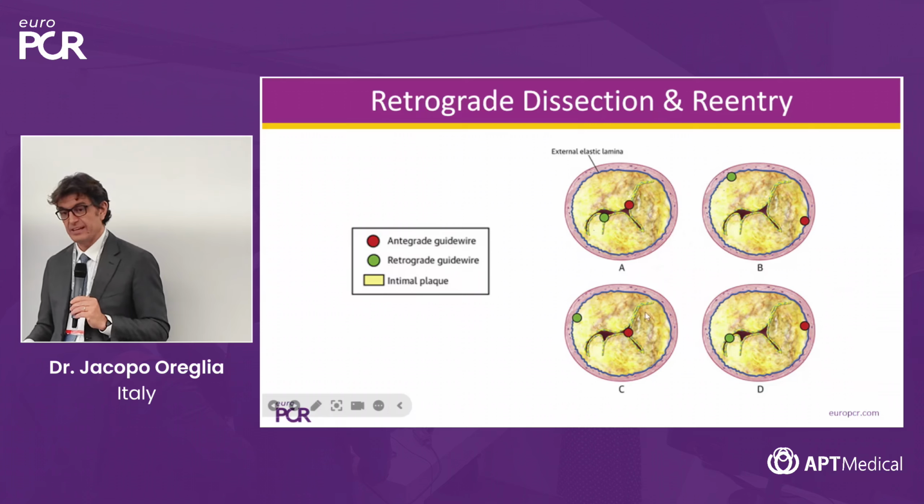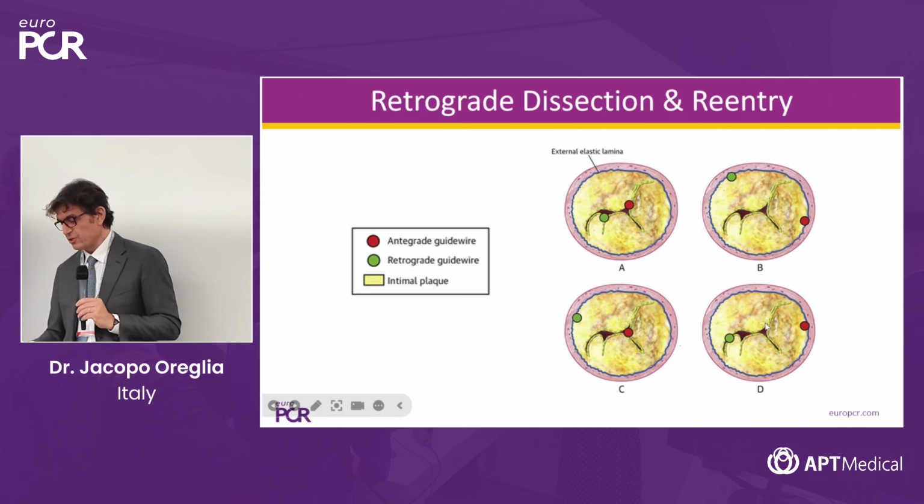So in this case, you really need a 1-to-1 balloon because you have to break all the tissue layer till the retrograde guide wire, which is suboptimal. And the last situation is the most difficult. You have your retrograde guide wire in the intraplaque and your antegrade in the extraplaque.